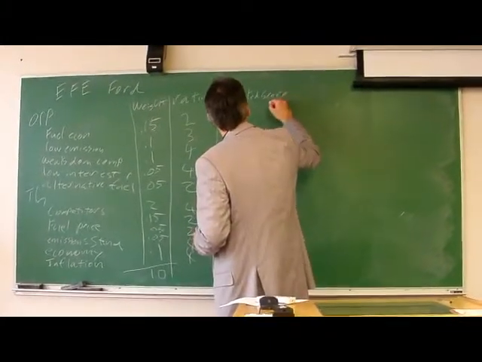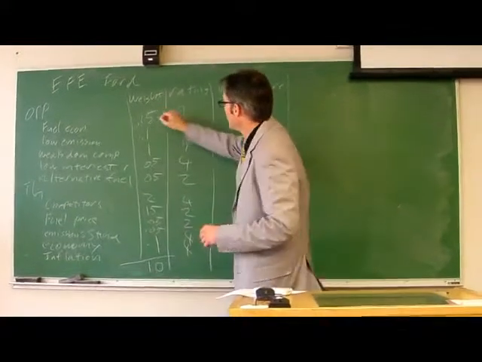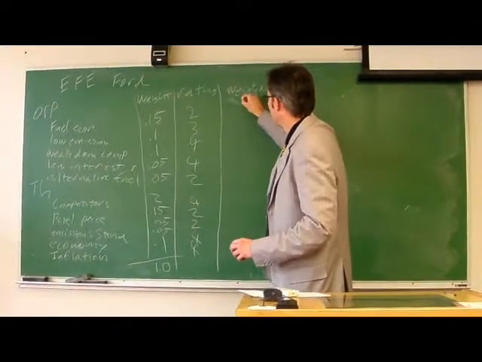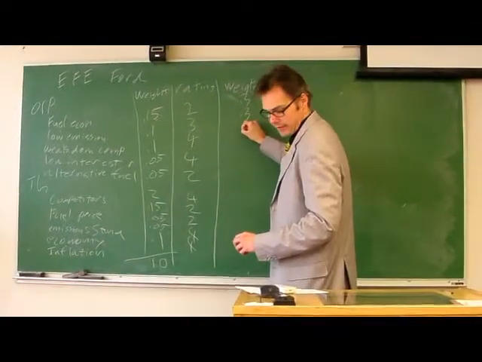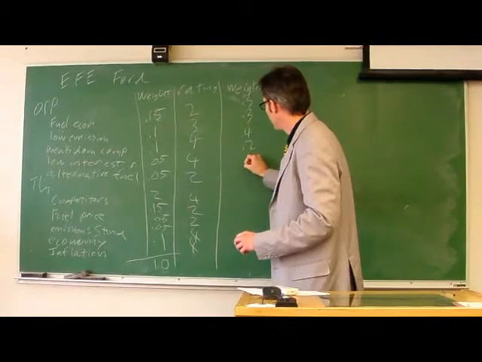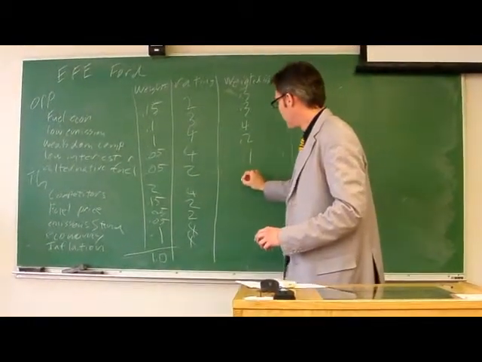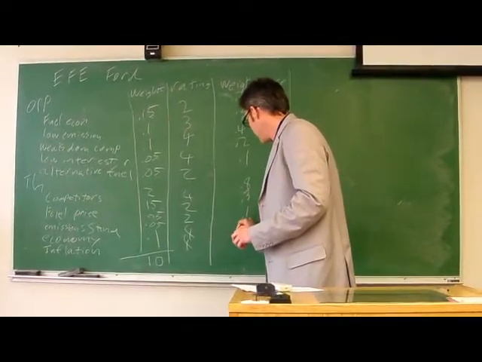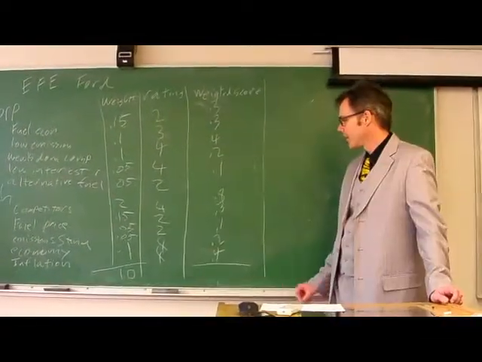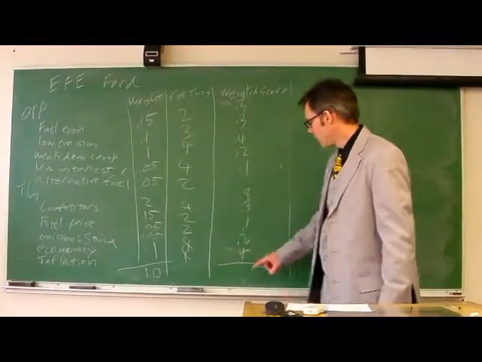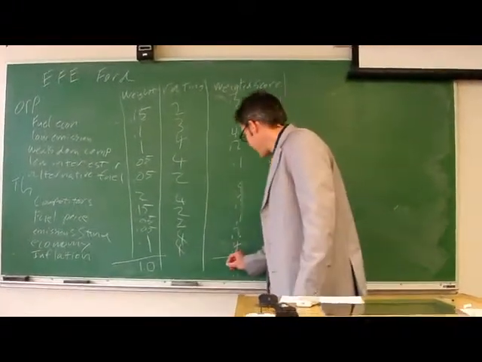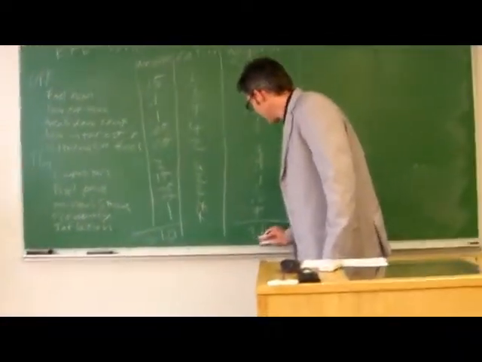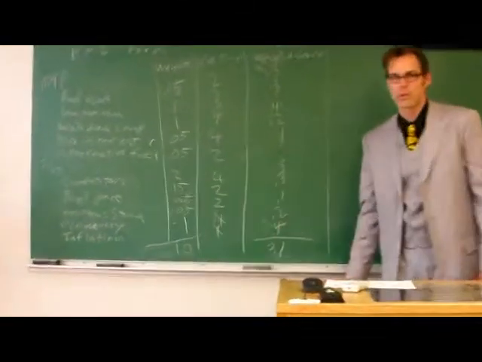Weighted score. So we're going to multiply column A times column B. Okay, so we got 0.3, 0.3, 0.4, 0.2, 0.1, 0.8, 0.3, 0.1, 0.2, and for the final column, 0.1 times 4 is 0.4. Total all this up, we get 3.1. Okay? This is your score. This is the reason we do this, to get the score 3.1.